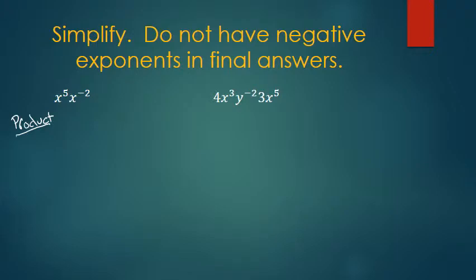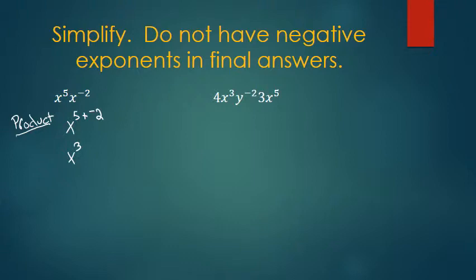So the product property of exponents says that you add them together. To show your work on this, you get x to the 5 plus negative 2. Well, 5 plus negative 2, or 5 minus 2, is x to the 3. So that is your final answer.